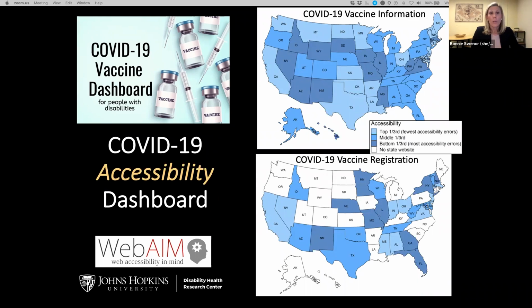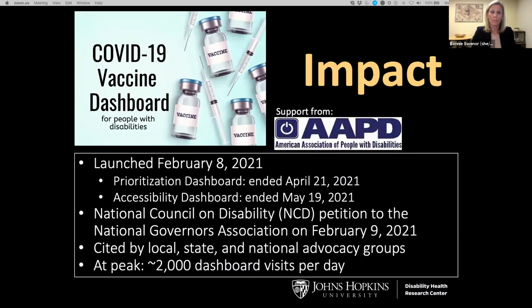So as I indicated, we were scoring vaccine information websites as well as registration websites, and similar to our other dashboard, we show that information in a flexible way with alt text, using maps and bar graphs. That's what I'm showing there.